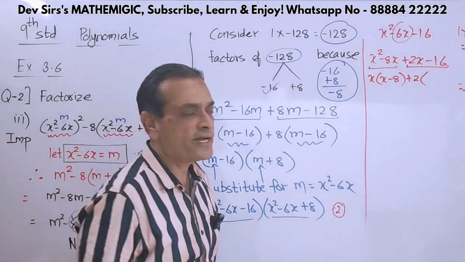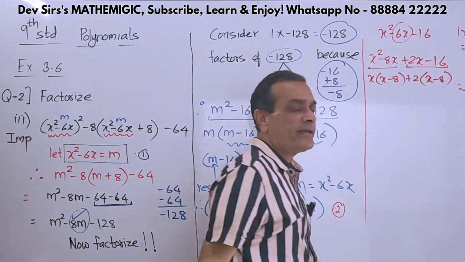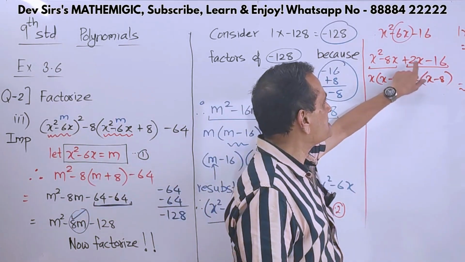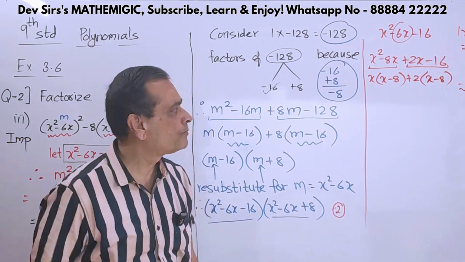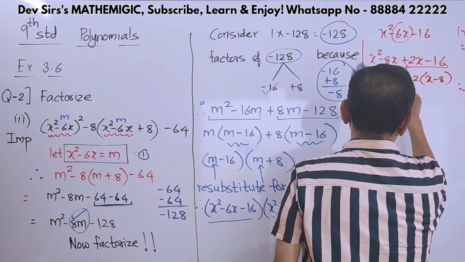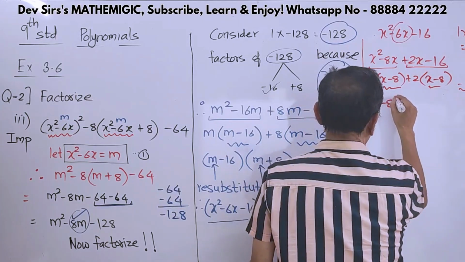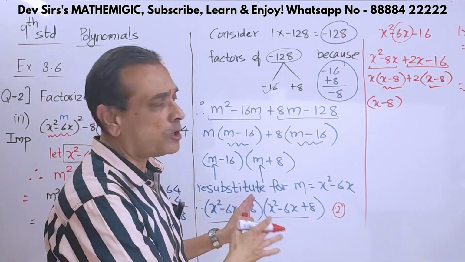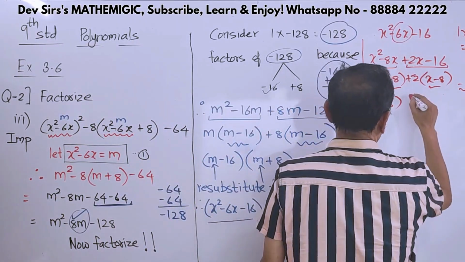So if you take 2 outside, repeat this bracket. After repeating the bracket, check whether it is equal or not. 2x, 2 into minus 8 is minus 16, it is okay, all fine. So again take x minus 8 outside, repeated brackets should be written only once, because I am taking it common. What remains is x plus 2.